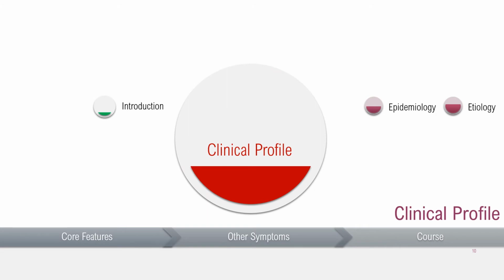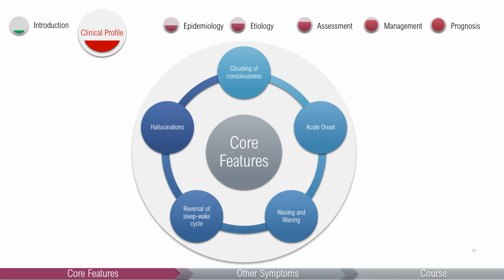Delirium has a wide range of manifestations, but there are some core features which are central to the diagnosis of delirium, and the course of the symptoms is also important. The core features include a clouding or impairment of consciousness, visual misperceptions and hallucinations, reversal of the sleep-wake cycle, and variability of the symptoms over the span of the day. A rapid onset is also important from a diagnostic point of view.